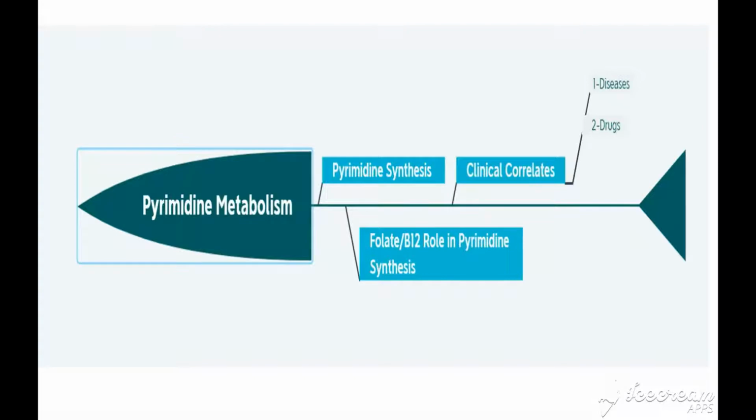In this series of videos, we're going to be studying the pyrimidine synthesis pathway. So we're going to begin by discussing the pyrimidine synthesis pathway in more detail, and then we're going to move on to discuss the role of folate and B12 in pyrimidine synthesis, and then towards the end we're going to discuss the clinical correlates to the pyrimidine synthesis pathway, and we're going to talk about the pathologies that happen due to abnormalities in this pathway, and also the drugs that we use that target the pyrimidine pathway.